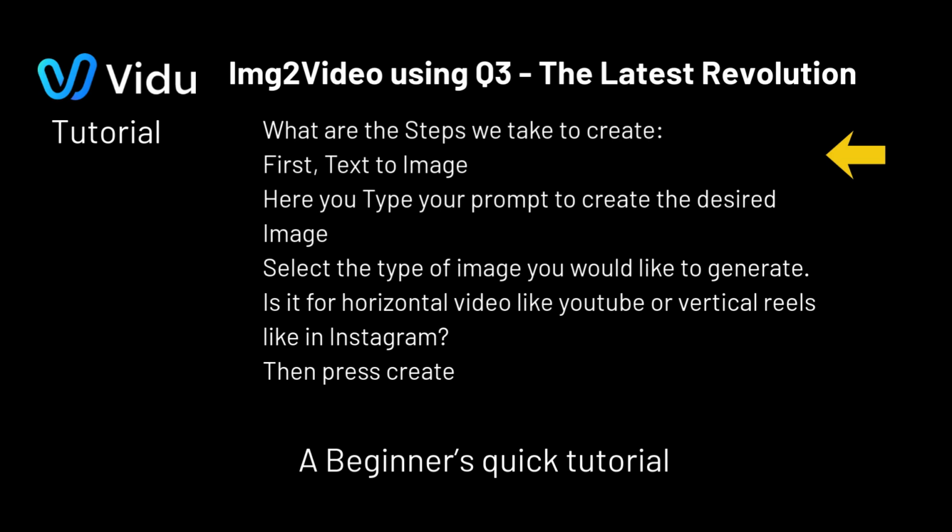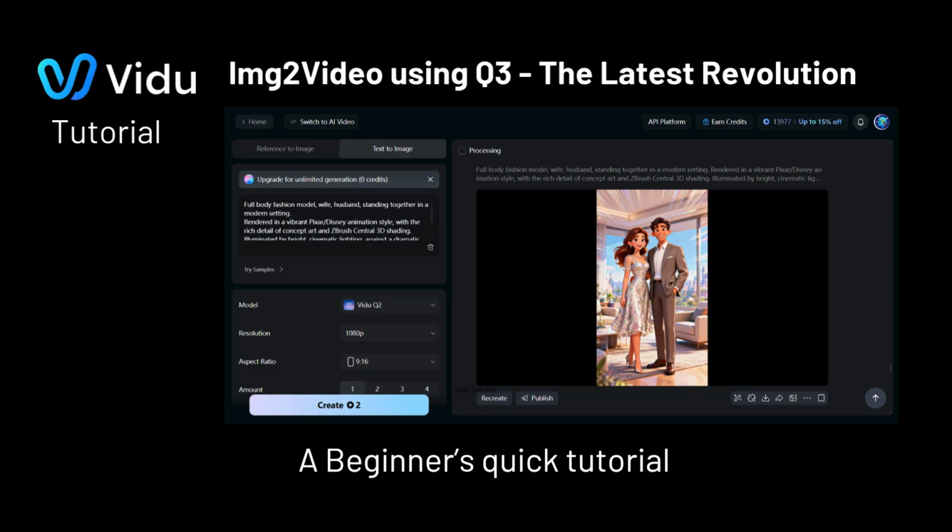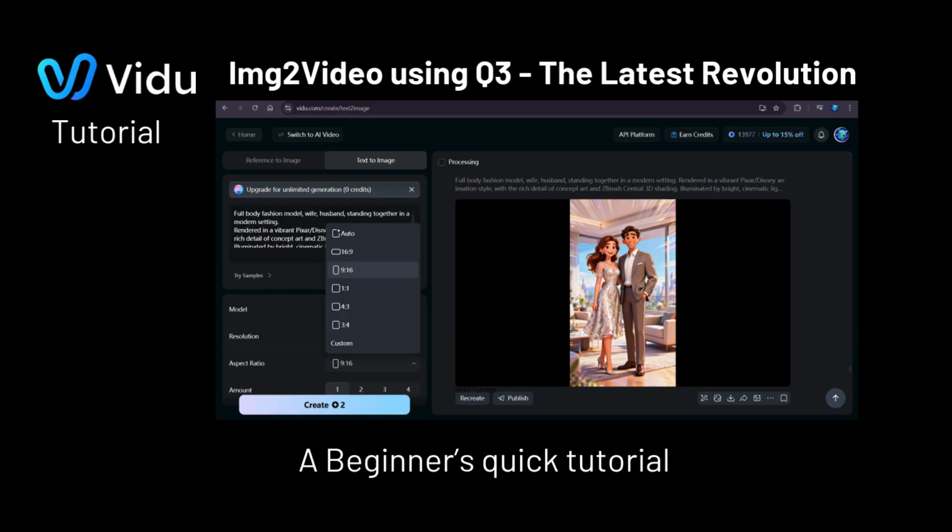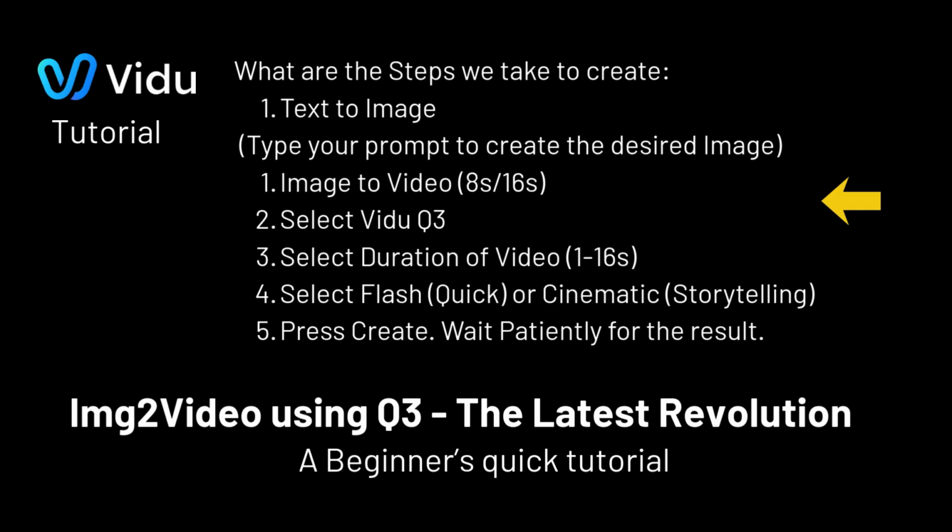First, text to image. Here you type your prompt to create the desired image. Select the type of image you would like to generate. Is it for horizontal video like YouTube or vertical reels like in Instagram? Then press create. Then image to video.